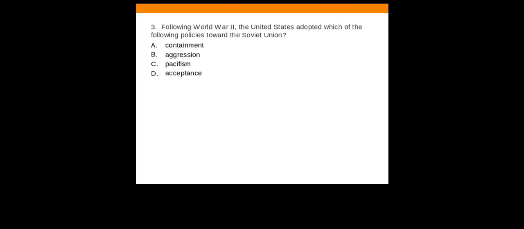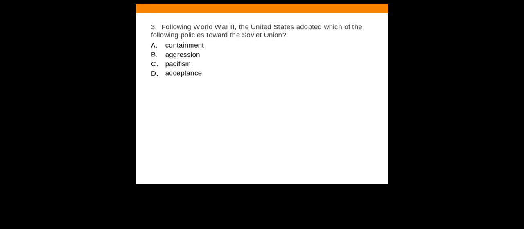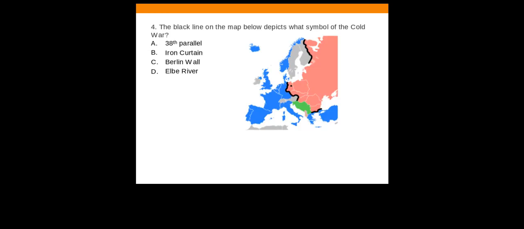Okay, number 3, following World War II, the United States adopted which of the following policies towards the Soviet Union? So which of these policies do you think we adopted towards the Soviet Union? All right, number 4, the black line on the map below depicts what symbol of the Cold War? So this black line right in here, what symbol of the Cold War do you think that represents?